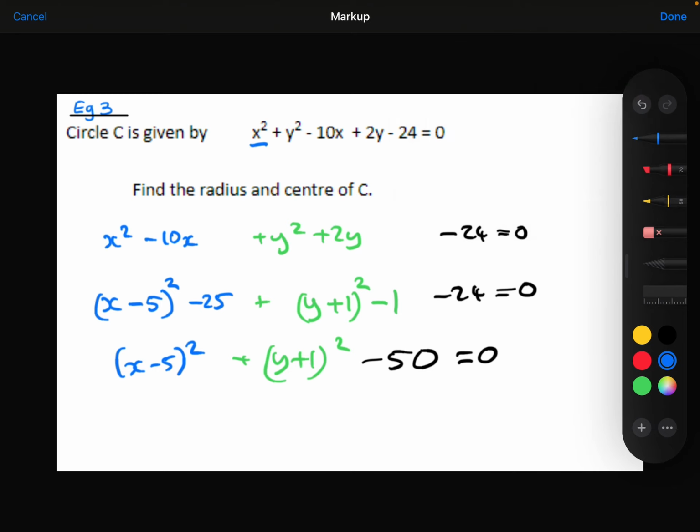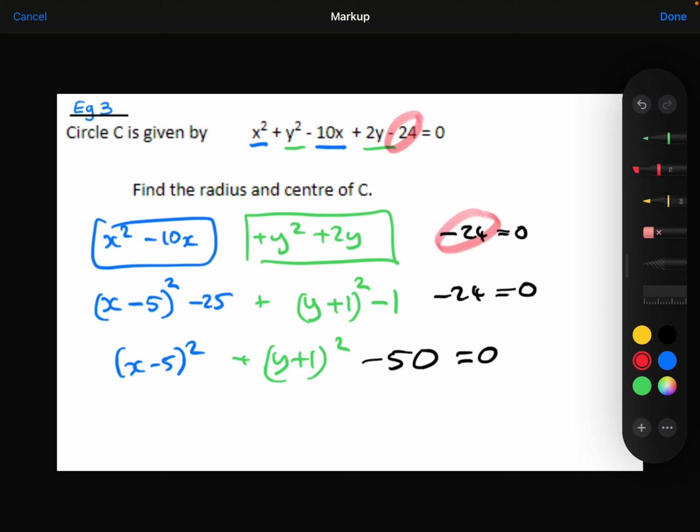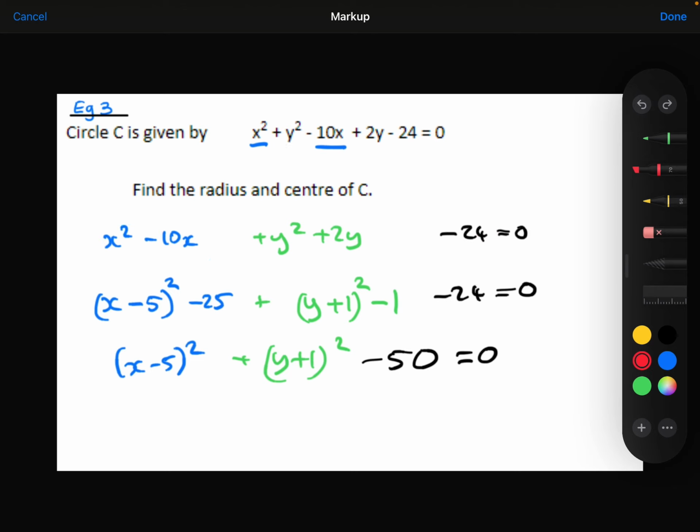So I've collected up the x terms at the front here at the beginning. Then I've collected up the y terms in green here. And then I've just left that 24 by itself there. Then I have completed the square on the x terms. So the perfect square that goes along with x squared minus 10x is x minus 5 squared. And then I've had to subtract the 5 squared.